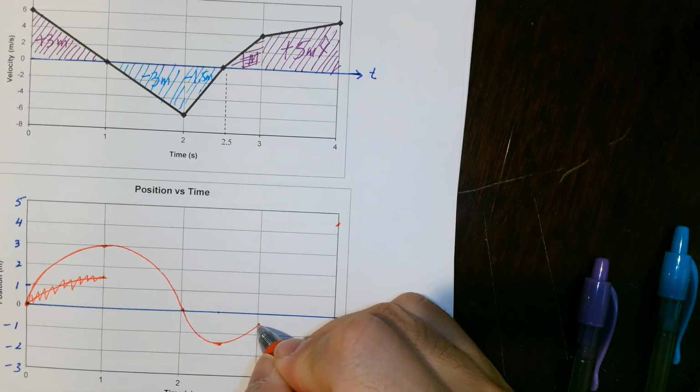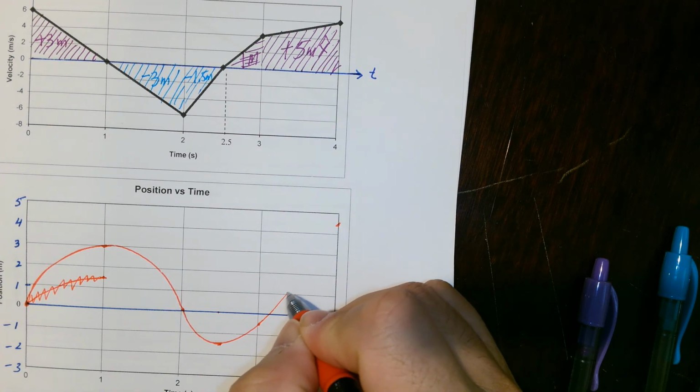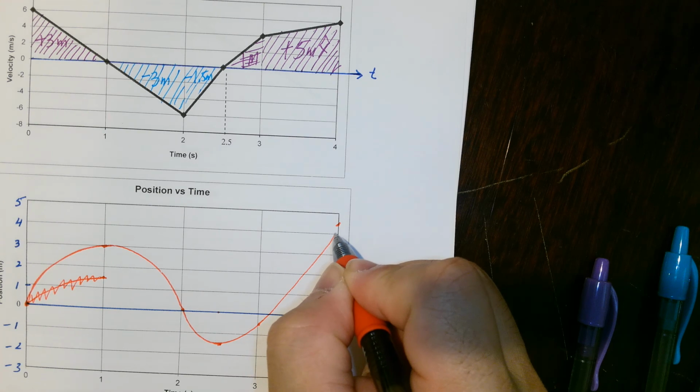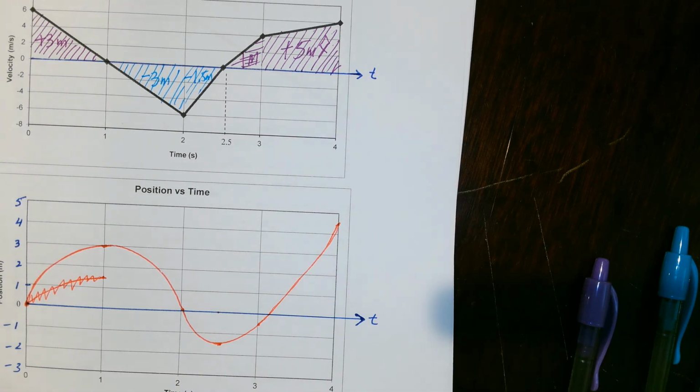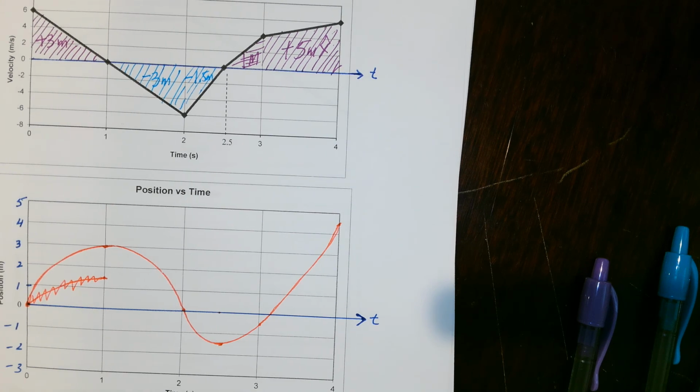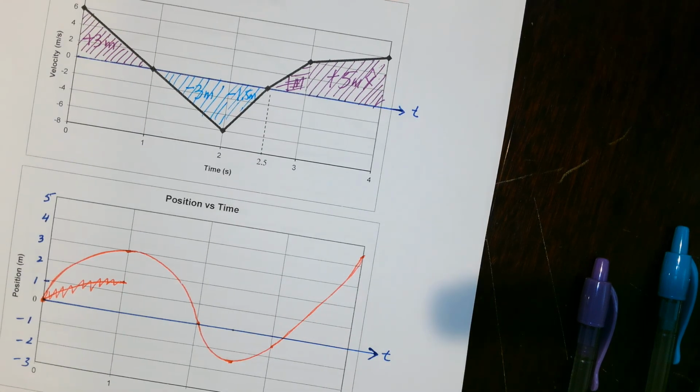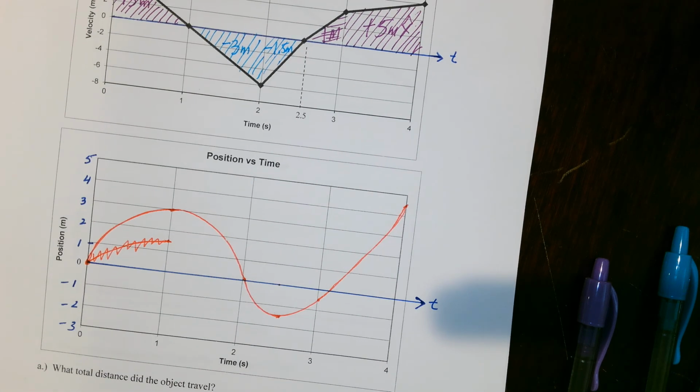And it's going to be a slow, gradual increase. So I'll do one of these like that. It shouldn't be a straight line. It looks relatively straight, but not exactly a straight line. So I didn't use the ruler on that.